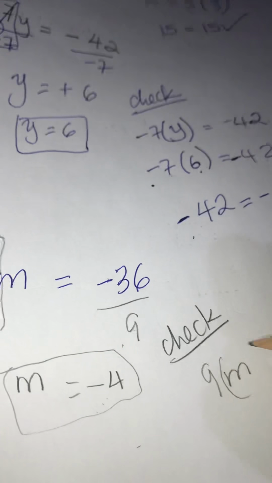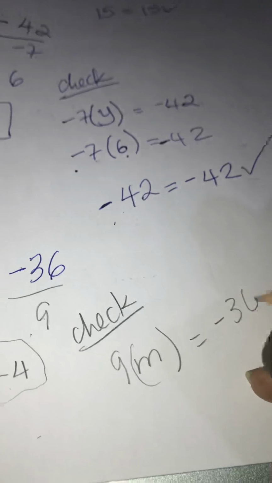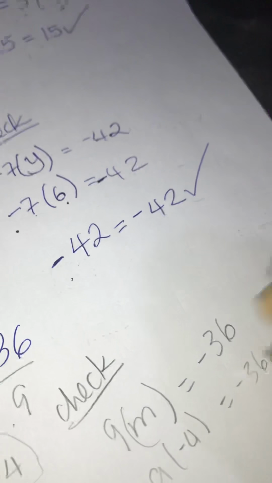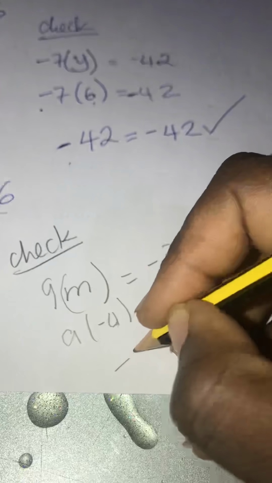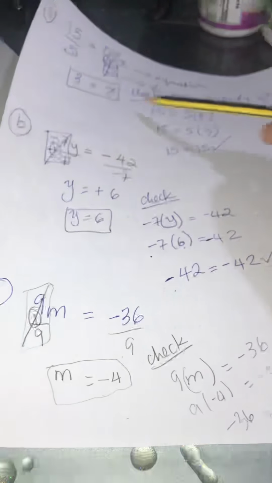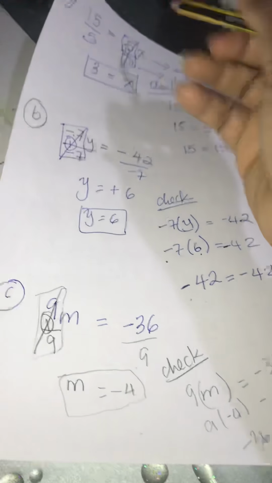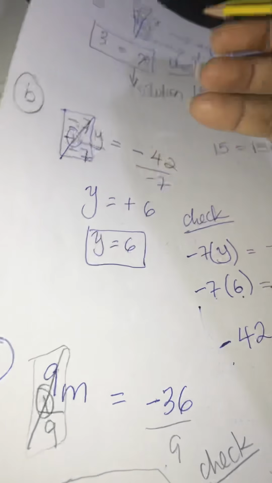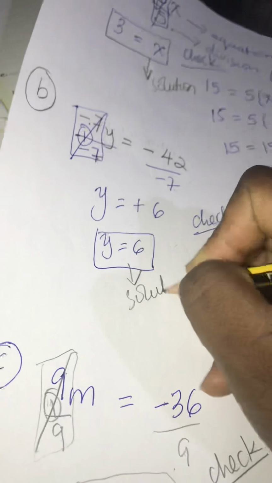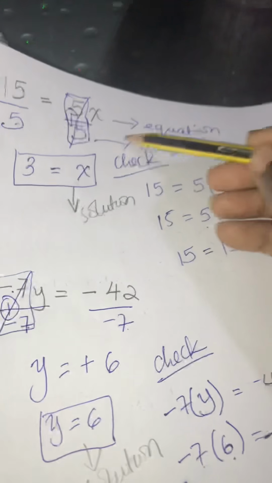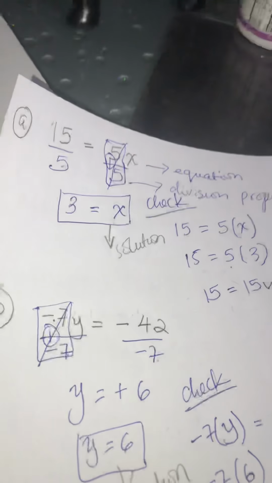9m equals negative 36. 9 times negative 4 equals negative 36. 9 times negative 4 is negative 36, which is equal to negative 36. I know I am correct. So remember, you have to check. Solve and check. This is called your solution. Okay? So you have to remember that. Solution, division property of equality, and this is your equation.